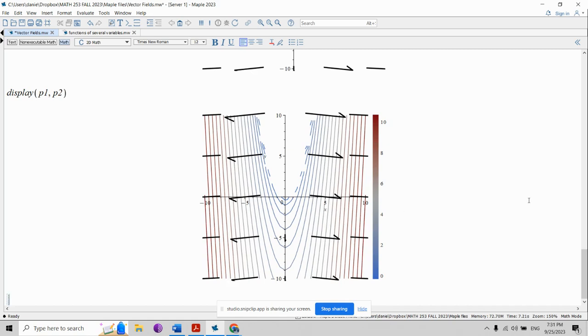So I think that's it for this introductory section. I'll see you next time. The next topic will be the concept of a line integral. We're going to get straight to the applications after that. So that's it for today.